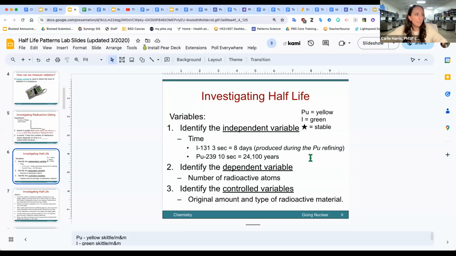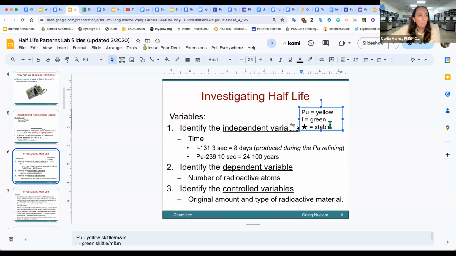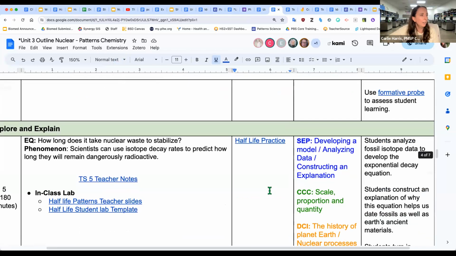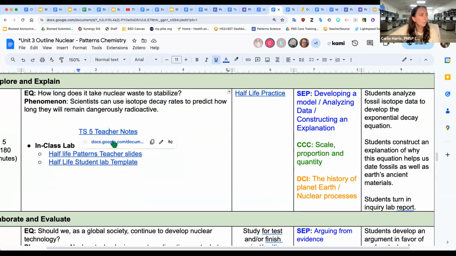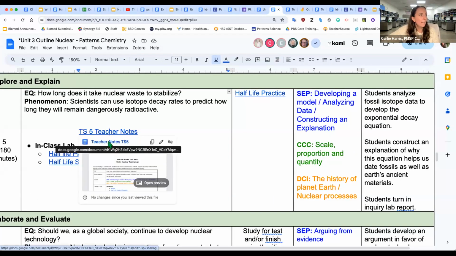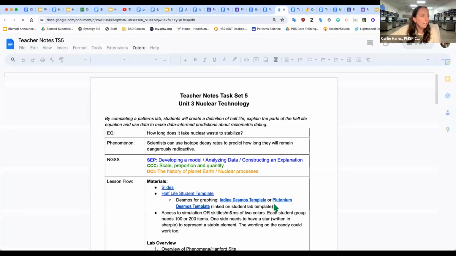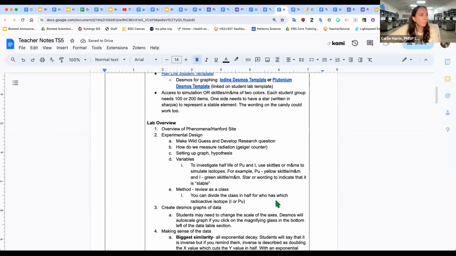There's a couple of different ways that you can do this. I like to do this with physical material. We use candy to represent our different isotopes, right? And so you can change these if you have different colors or different notation for your candies. You can change these. So let's go over to this teacher note so that you can see here. So here's our teacher notes, Task set 5, teacher notes. So we can have the teacher side of how this works.